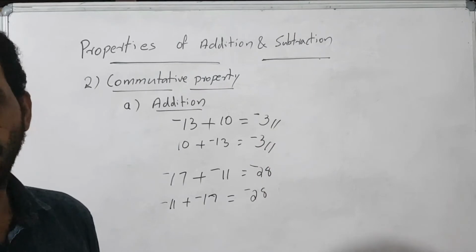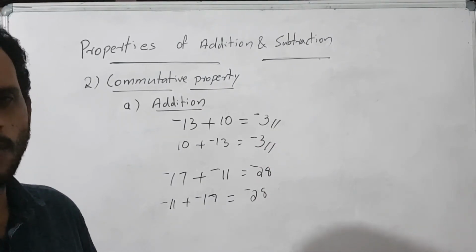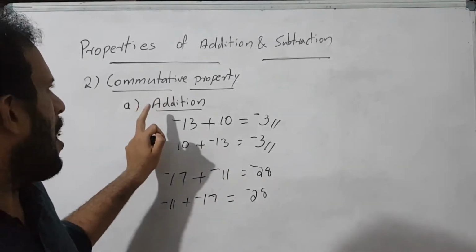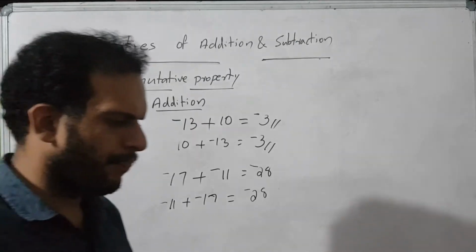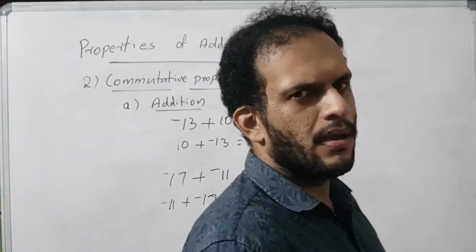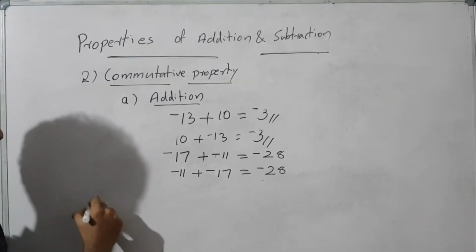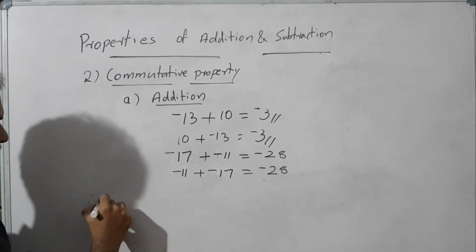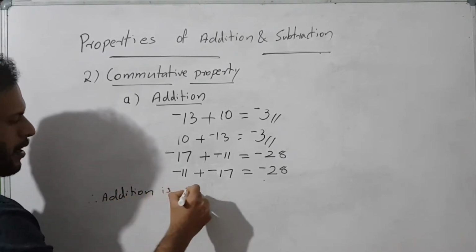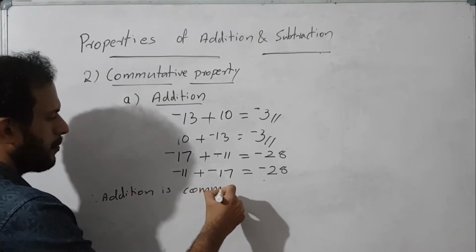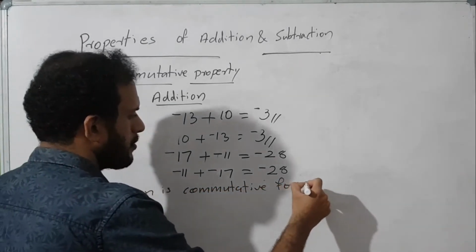If it does not change the result in the case of addition, so we conclude addition satisfies the commutative property. Addition is commutative for integers. Therefore addition is commutative for integers.